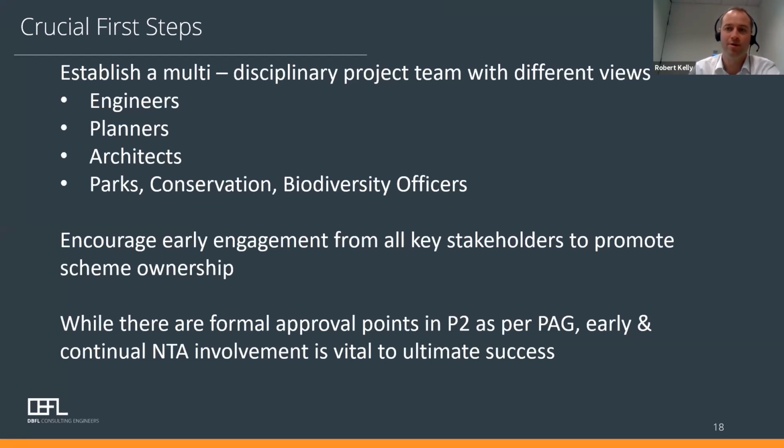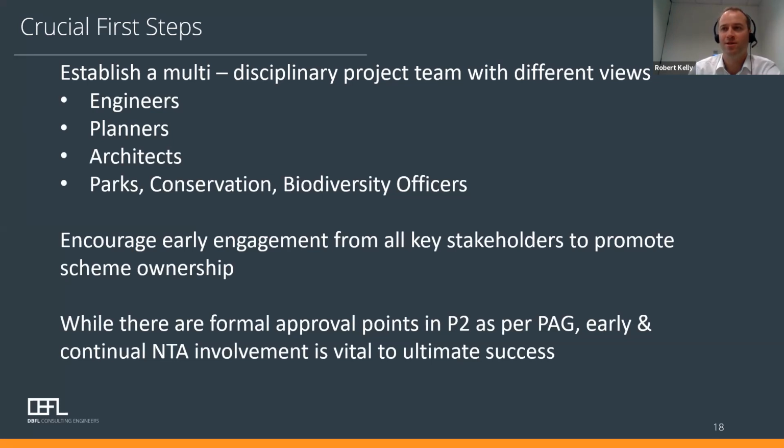And as I mentioned before, while there are formal approval points for the NTA, as per the PAG, the early and continual involvement of the NTA is vital to the ultimate success, and de-risks the whole process. If a scheme is developed up to the point where an options assessment report is produced, and that's the first time the NTA sees these options, that's obviously fraught with risk, as they have a wide and extensive knowledge of these schemes and expertise to bring to particular schemes.